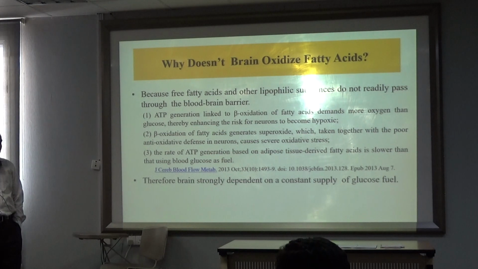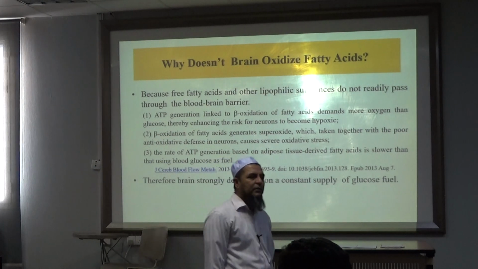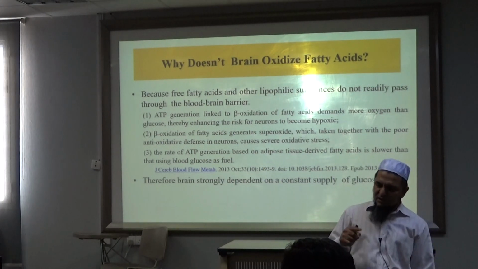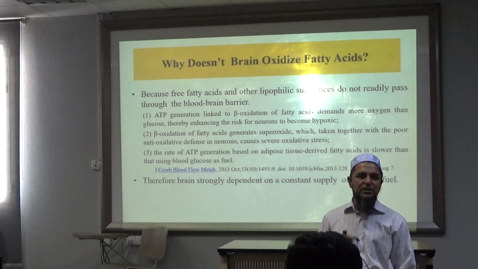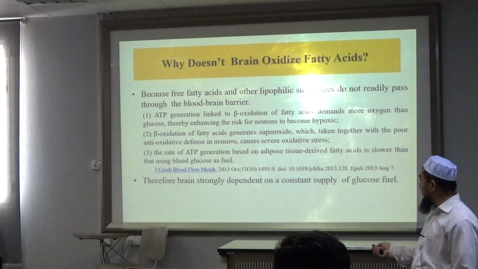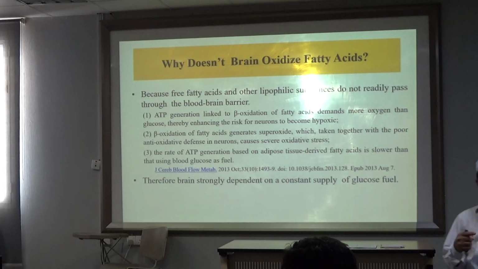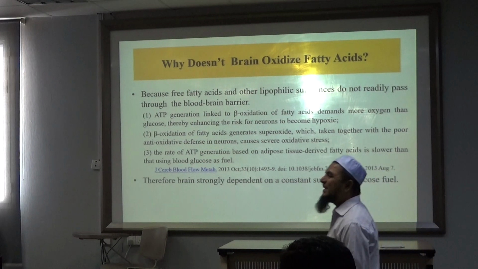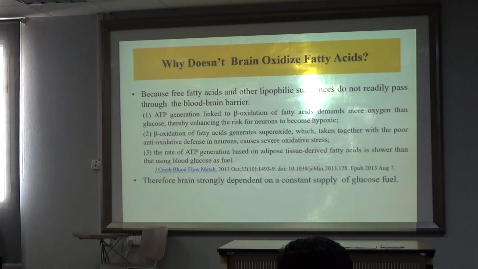Number two, why does the brain not utilize fatty acids or fat? Because if you recall beta oxidation, so many processes are involved there, and there is a higher rate of free radical generation. Too much free radical is generated there. Superoxides are generated there. And when there are too many free radicals and superoxides, the higher chances are that the brain gets damaged because of this oxidative stress. So too much oxidative stress will damage the brain.